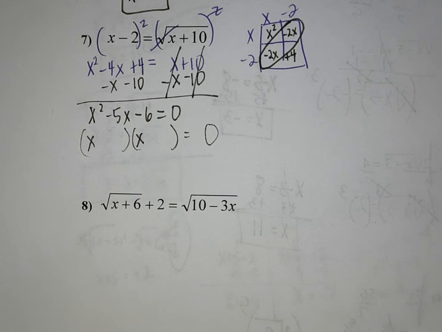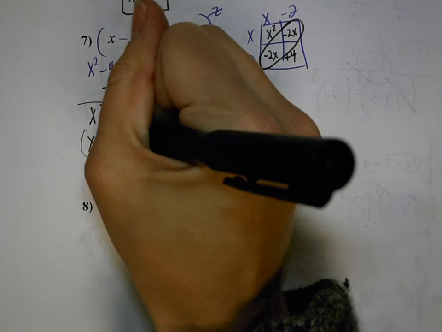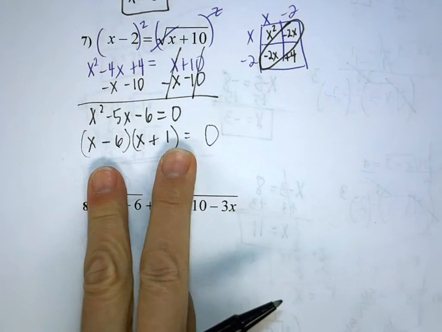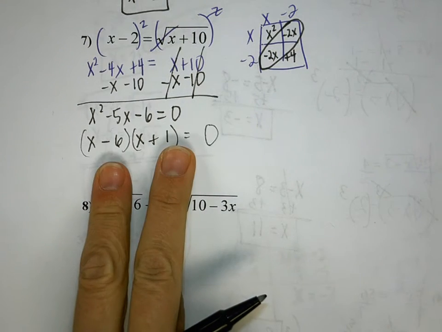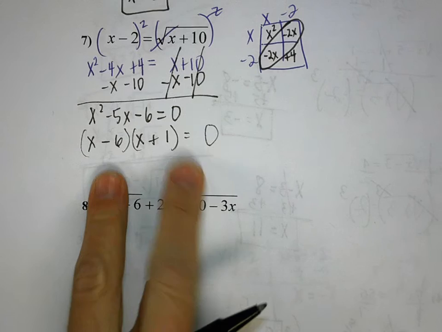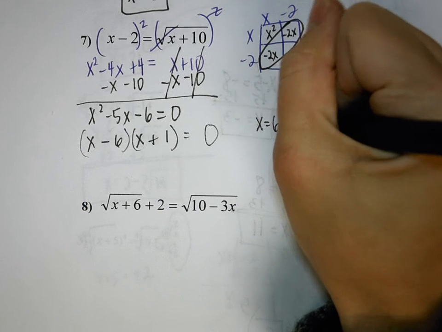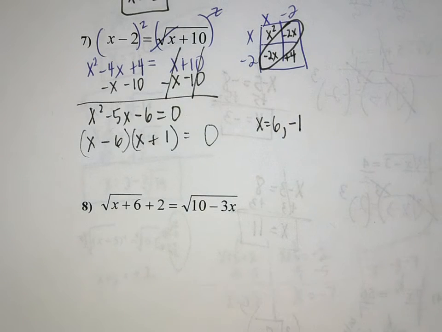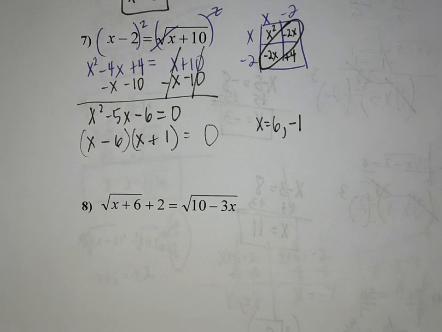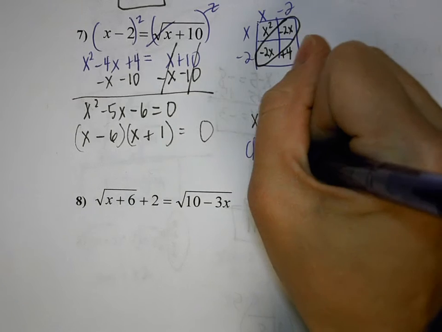2 and 3, you'd have to have them both negatives, and then when you multiply negative 2 and negative 3, it'd make a positive 6. So that won't work. Negative 6 and a positive 1. Those multiply to be negative 6, and those will add to be negative 5. And then when you set those equal to 0, you get x equals 6 and negative 1. Okay, here's the deal. When you get 2 answers, you need to check to make sure they both work.